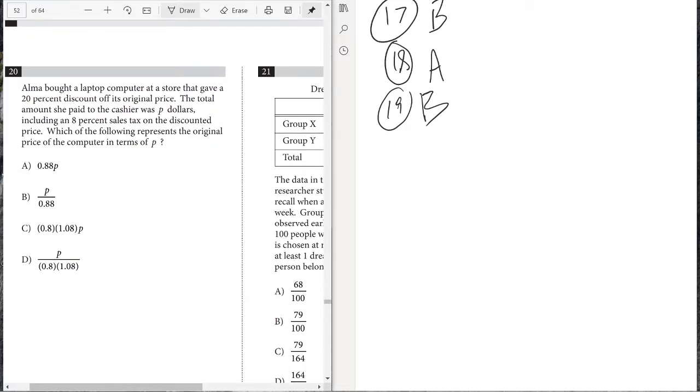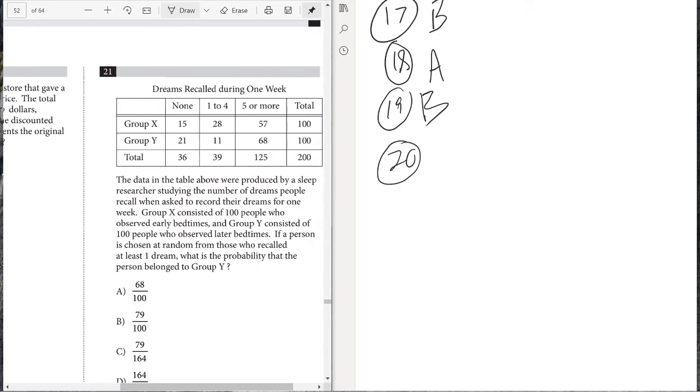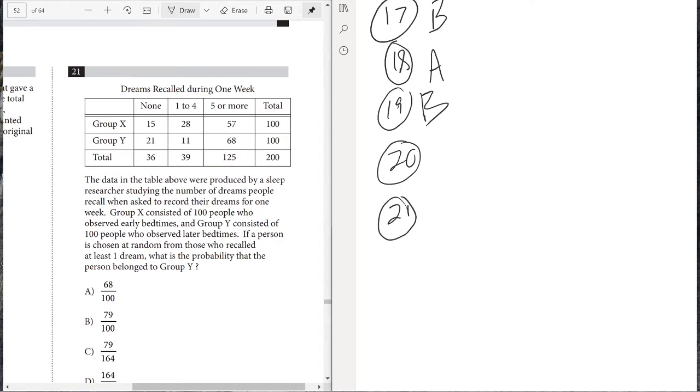On to number 20. How are we doing on time? I'm going to check my time on my phone. 39 minutes. Okay. Alma bought a laptop computer at a store. It gave a 20% discount off its regular price. Total amount she paid at the cashier was P dollars, including an 8% sales tax. I don't feel like doing this. We're going to come back to it. It's got a lot of wording. Oh, that has even more. Yeah, we're going to skip that, too.